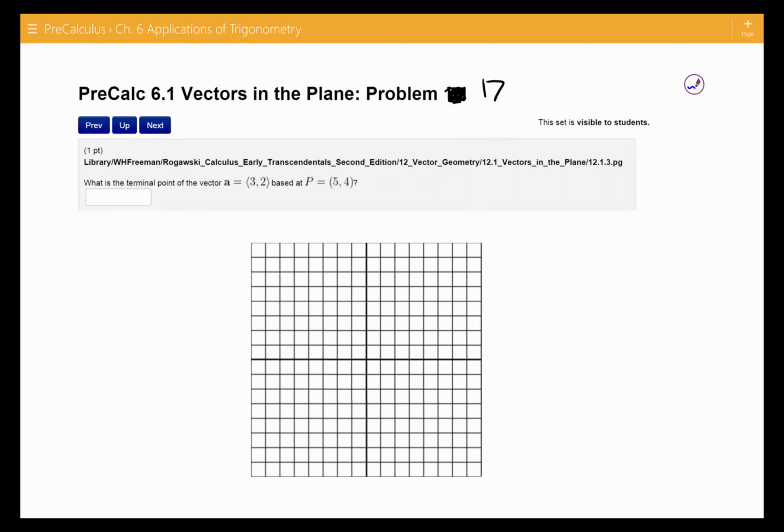All right, next problem wants the terminal point of vector A when it's based at the point 5, 4. So I'm going to graph the point. And then our vector A goes over 3, up 2. So there's our vector A right there. I usually put the little arrow over it. I know the books or the Webwork does just a bold letter, which is fine. But the terminal point then is this point way up here, which obviously we could get by adding these two to get the point 8, 6.